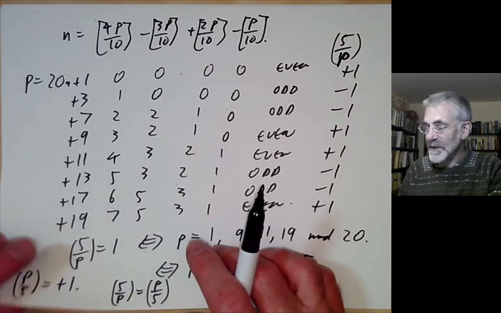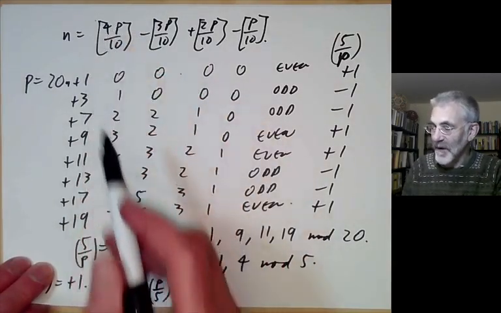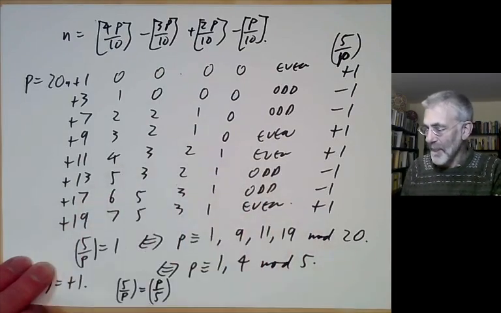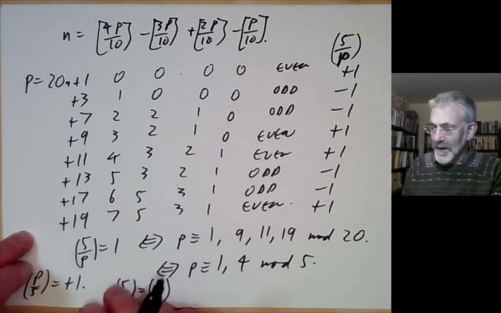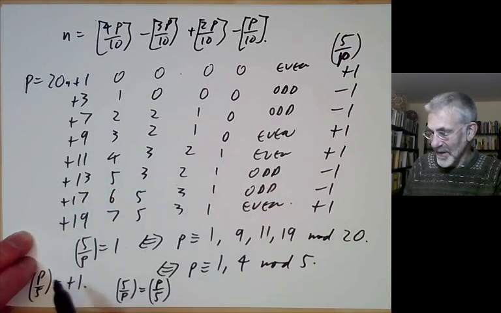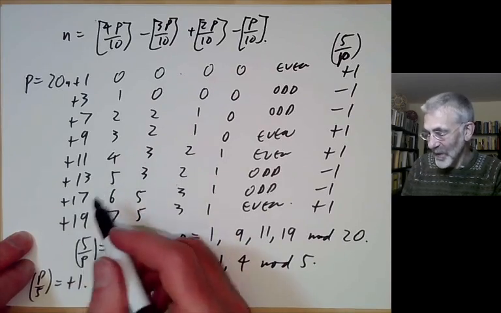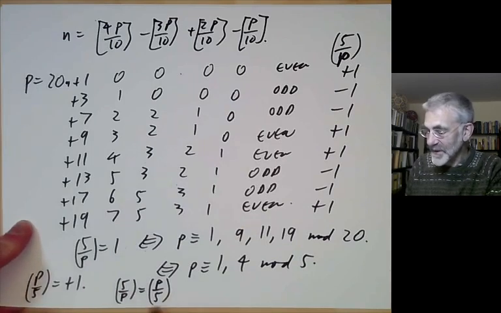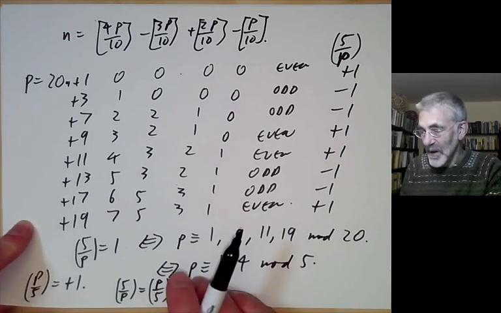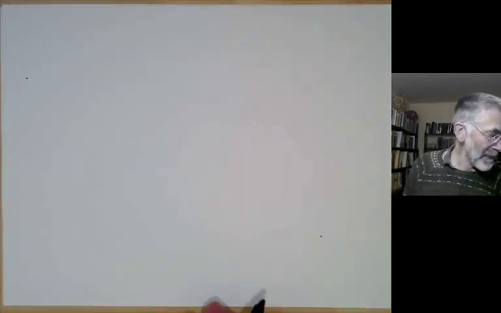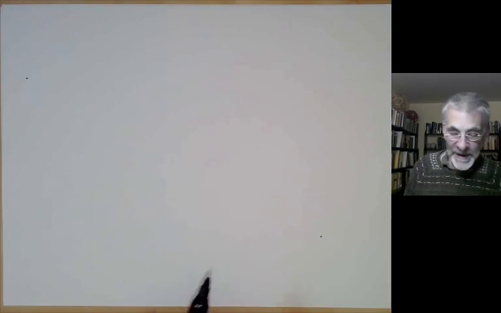Well, we could do this for 7 rather than 5, but already for 5 it's getting to be a little bit tedious. We really need a better method for working out where the numbers are quadratic residues. We want to generalize this rule into the law of quadratic reciprocity, which will be coming up next lecture.